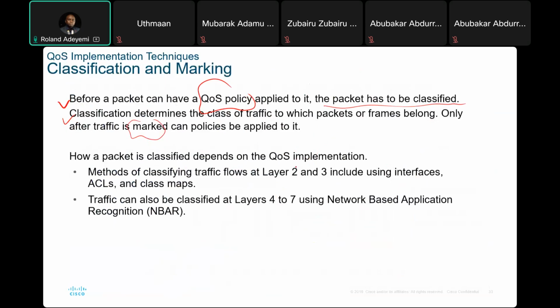And there are different ways to classify. We can classify and mark at layer 2, especially marking. We can mark at layer 3. We can mark by interface. We can mark by access list. We can mark by class map. So many ways to do this. We can mark all the way from layer 4 up to layer 7, the application layer.